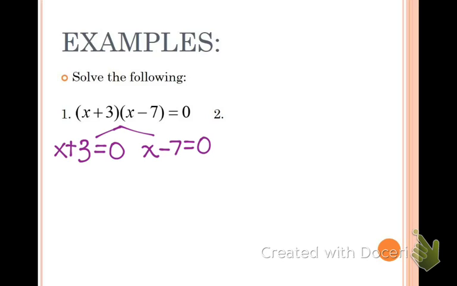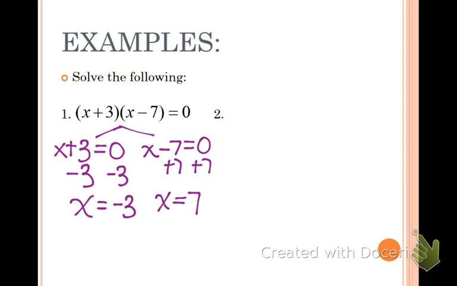Who can tell me how to solve the equation on the left? Dana? Subtract 3, and what do we get for x? Beautiful. Z, can you tell me how to solve the other one? Add 7. And x equals 7. Beautiful. So these are what we think are the two answers for this. But we're going to check ourselves to make sure that we are correct.